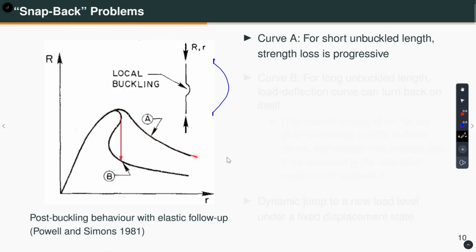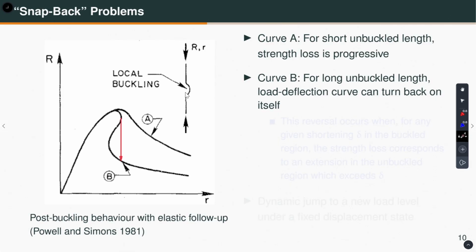There will be a gradual decay or gradual reduction in strength the moment it buckles. What is this plot? This is basically the load versus the displacement r, the displacement of that point if this is the restraint. So, for short unbuckled length, strength loss is progressive. But imagine if this is large, and this is very small where buckling is happening. Then you get a behavior like that. How we obtain that behavior is what we are going to discuss.